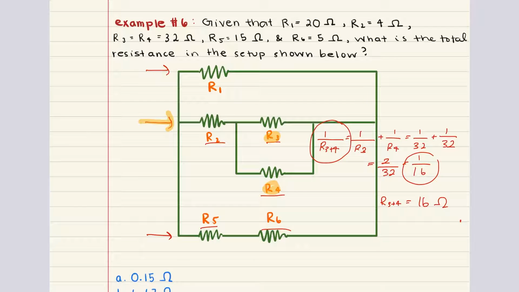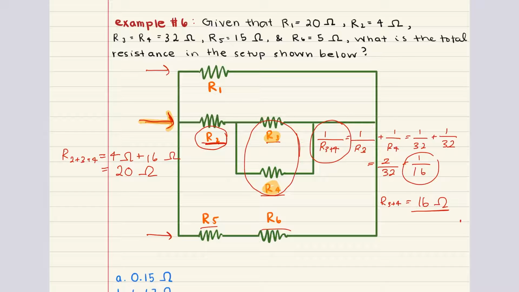Then we can move on to the next step for this middle branch, and we can figure out the total resistance between R2 and R3,4. They are in series. So the total resistance of 2, 3, 4 is going to equal a simple sum of R2, which is equal to 4 ohms, plus what we just figured out for R3 and R4, and that's 16 ohms. This gives us a total resistance for this middle branch that's equal to 20 ohms.